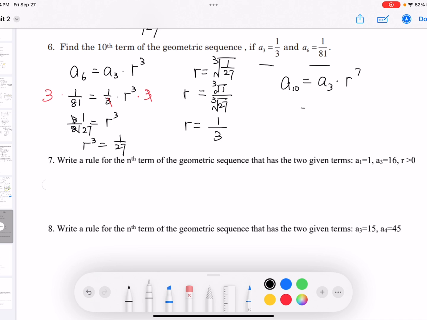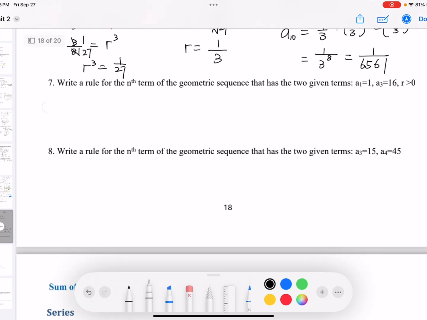So a sub 10 is equal to 1/3 times 1/3 to the 7th power, which is 1/3 to the 8th power. And it is 1 over 3 to the 8th power. It is 1 over 6,561. Okay, let's see the next example.